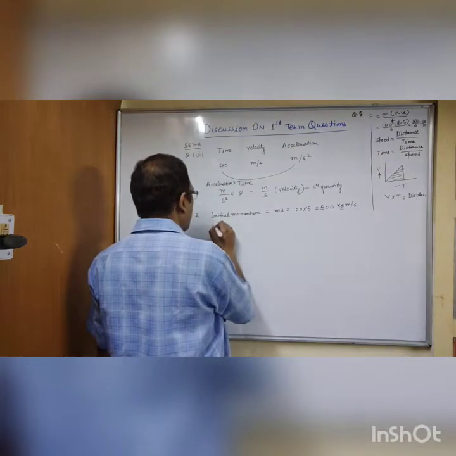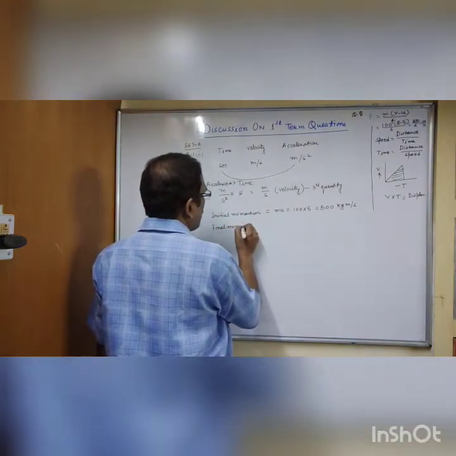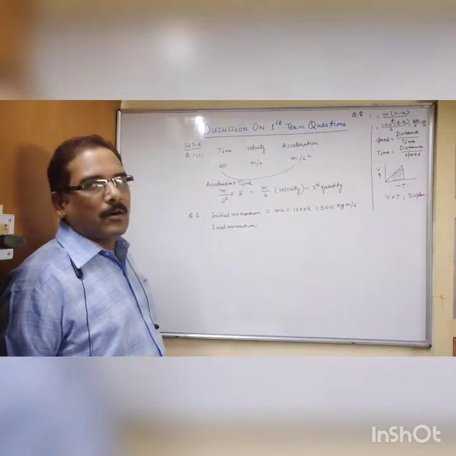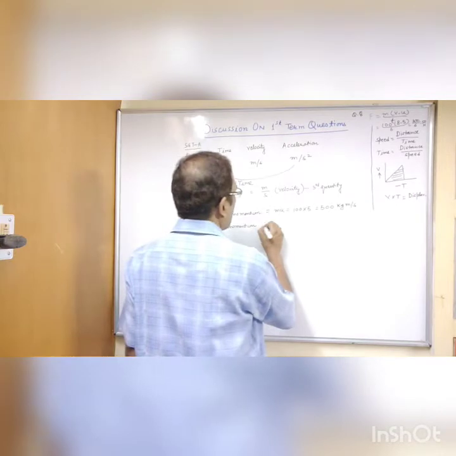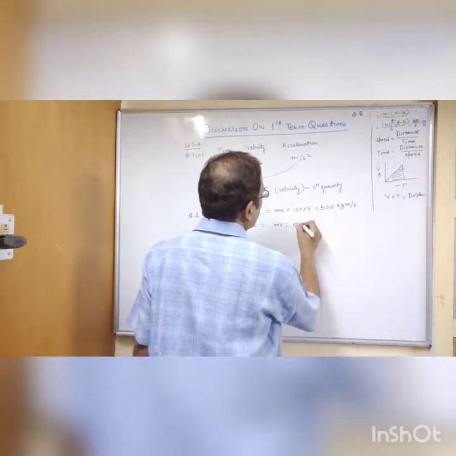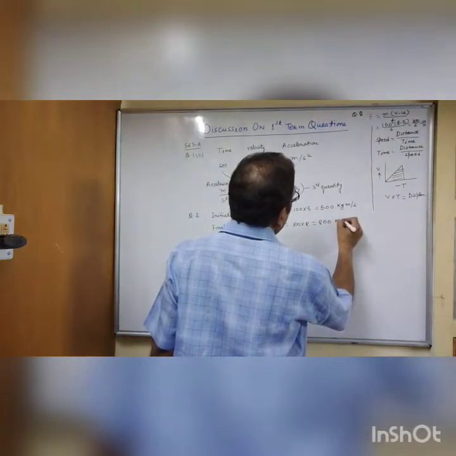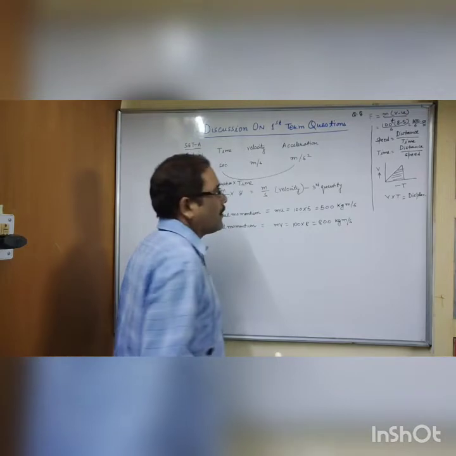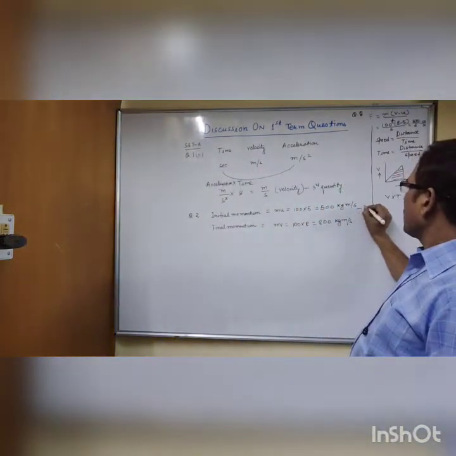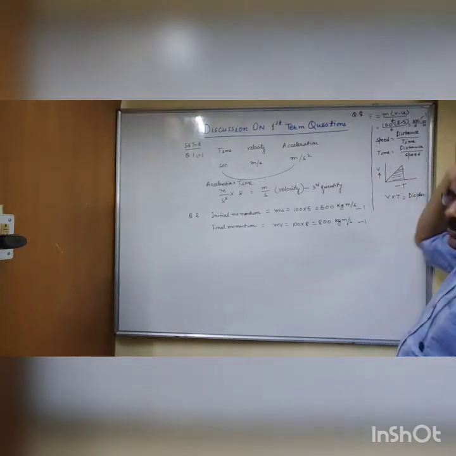Similarly, final momentum. Many students have written directly 800. You must write the formula so that I can see you know the formula, then substitute the values and then write. Now you will get the full marks: 1 mark for this, 1 mark for this, and 1 mark for calculating the force.